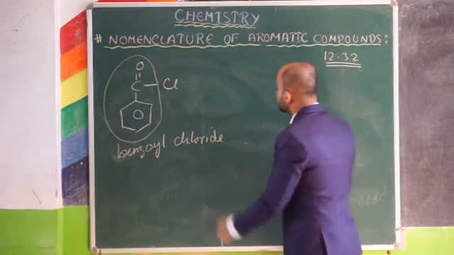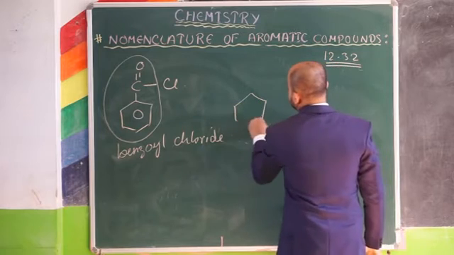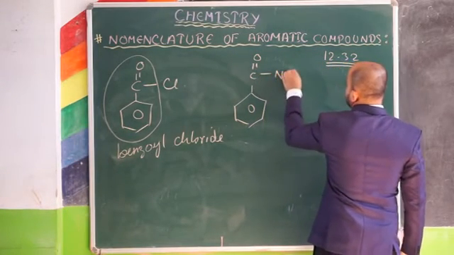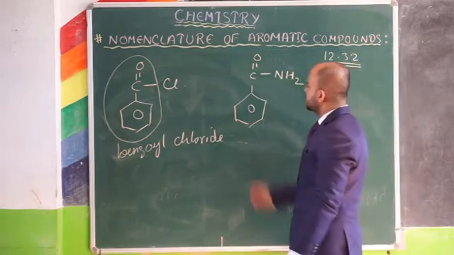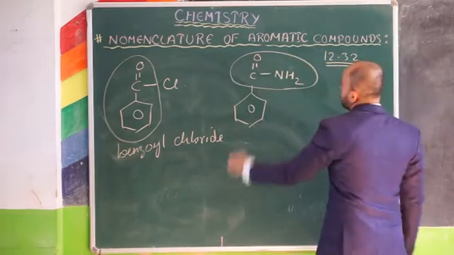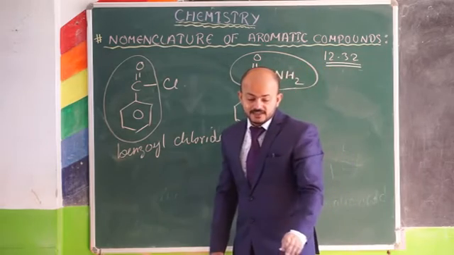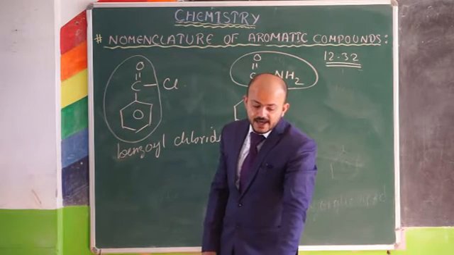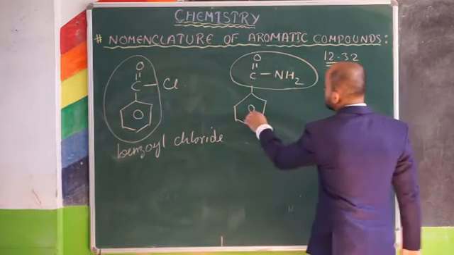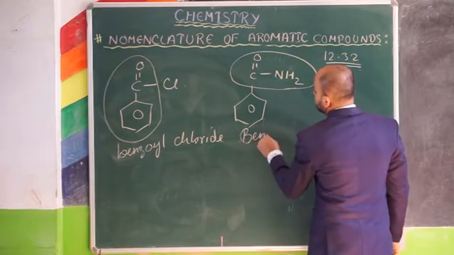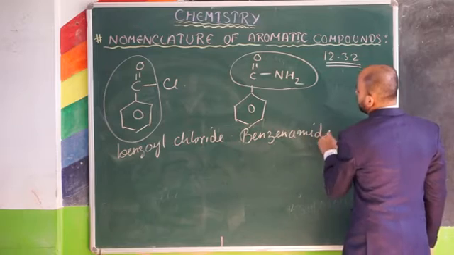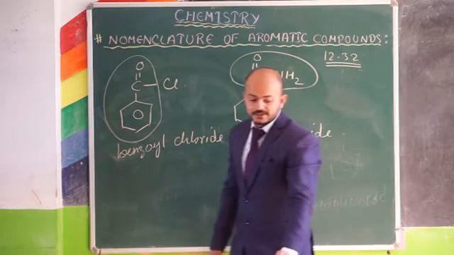Okay. Similarly, if you have this compound and the OH is replaced with NH2, then this is the amide group. Okay, you have to remember this functional group. This acid derivative is the amide, and its name is benzamide. This is the benzene ring. Okay, this is benzamide.